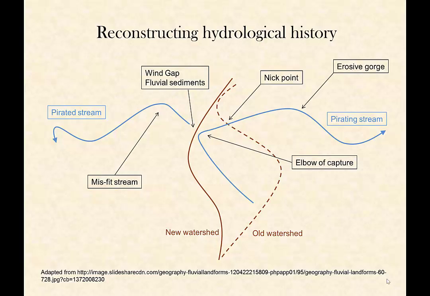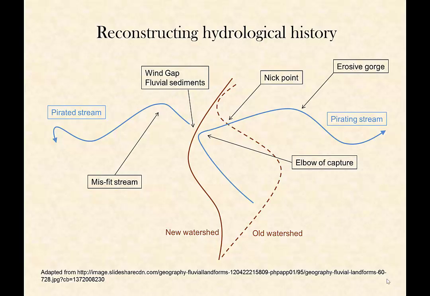So the channel used to flow through here, so there's often what's called a wind gap, basically a fossil valley that the stream doesn't flow through anymore. A wind gap is a valley in the watershed that often has fluvial sediments in it, river sediments, because the river used to flow through there. So that's good evidence that the stream used to go through there. We also get a misfit stream on the other side. Because this used to be a much bigger river and it's lost a whole load of its water, it's a small river in a big valley.